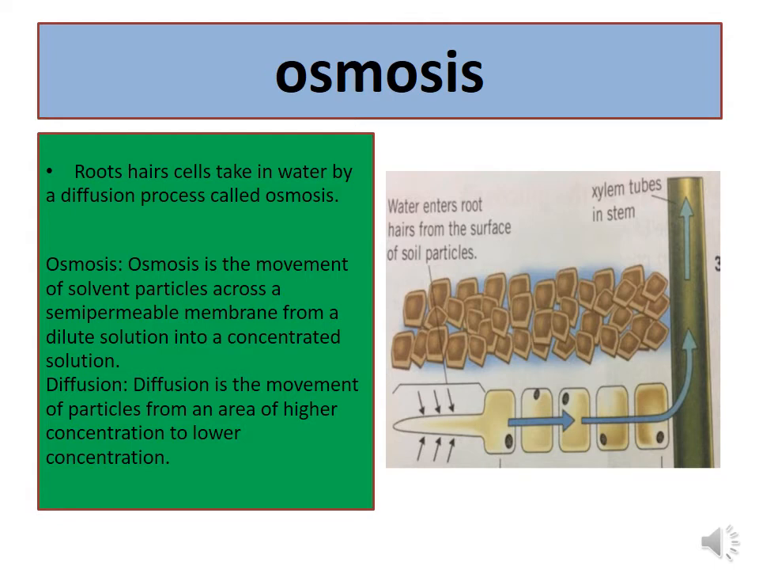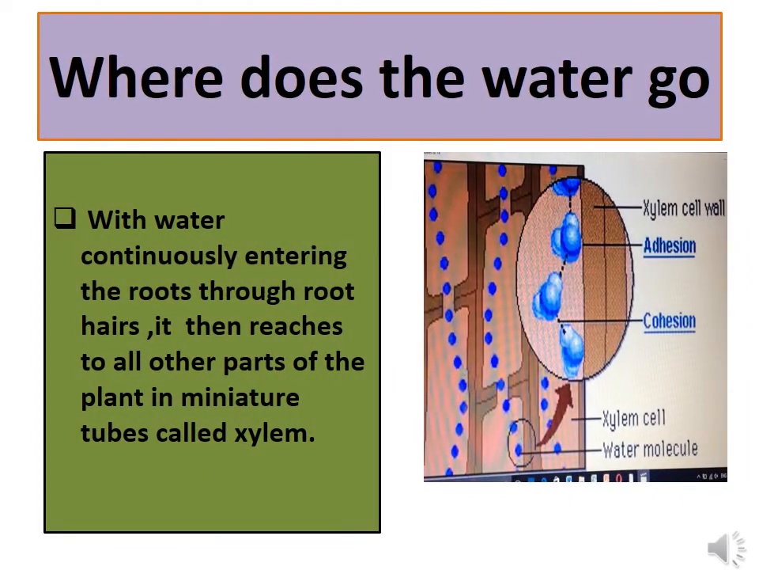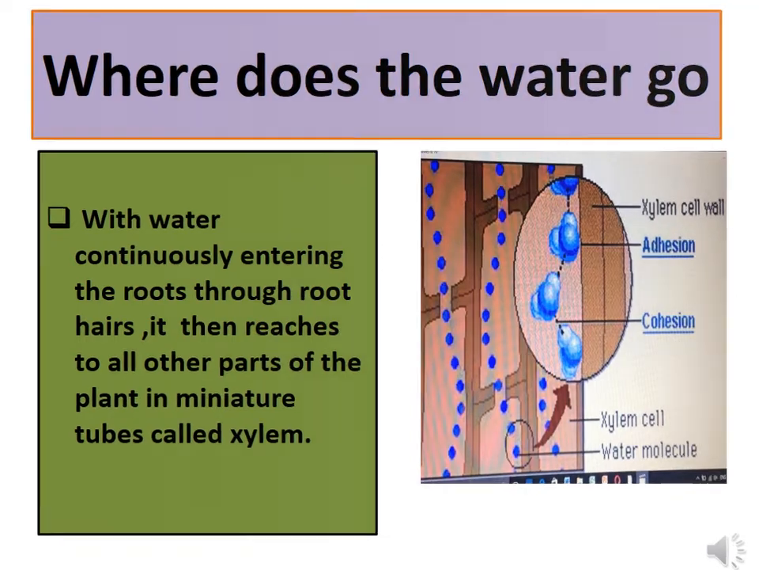Osmosis is the movement of solvent particles across a semipermeable membrane from a dilute solution into a concentrated solution. Diffusion is the movement of particles from an area of higher concentration to lower concentration. With water continuously entering the roots through root hairs, it then reaches all other parts of the plant in miniature tubes called xylem.